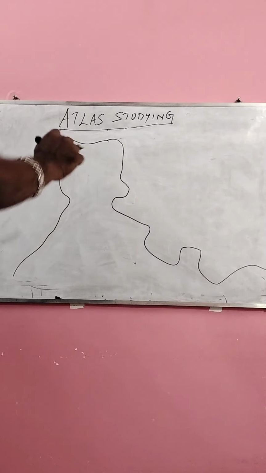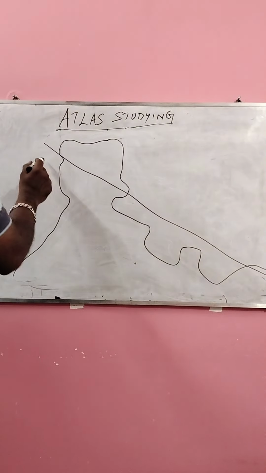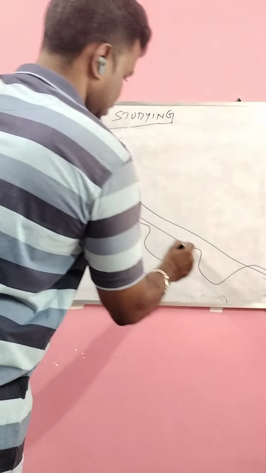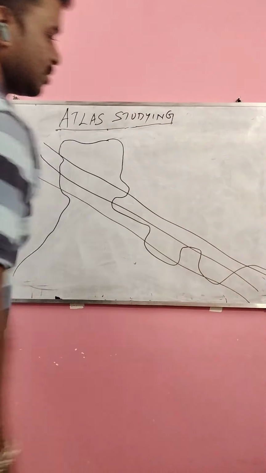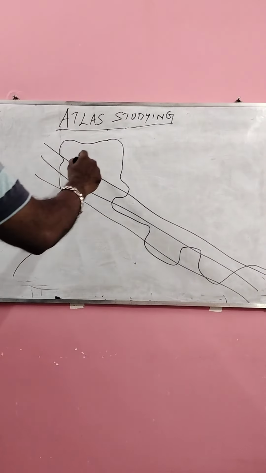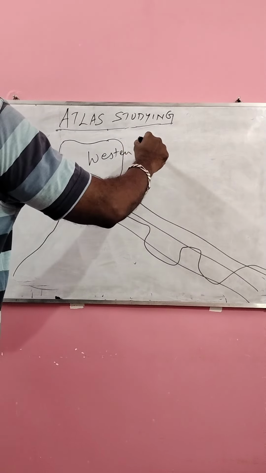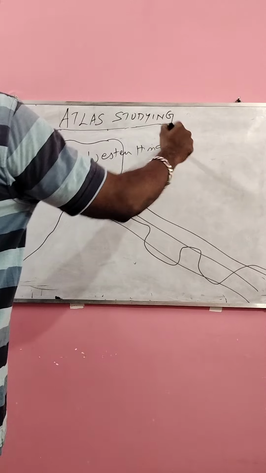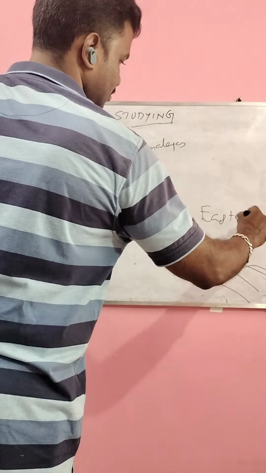Now I have to mark the 3 ranges. Himadri, Himachal, Shivalik. The western part of the Himalaya is called Western Himalaya. The eastern part of the Himalayas is called Eastern Himalayas or Purvanchal.